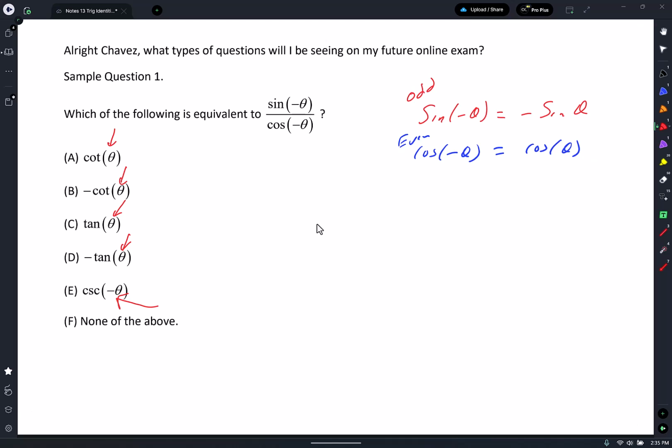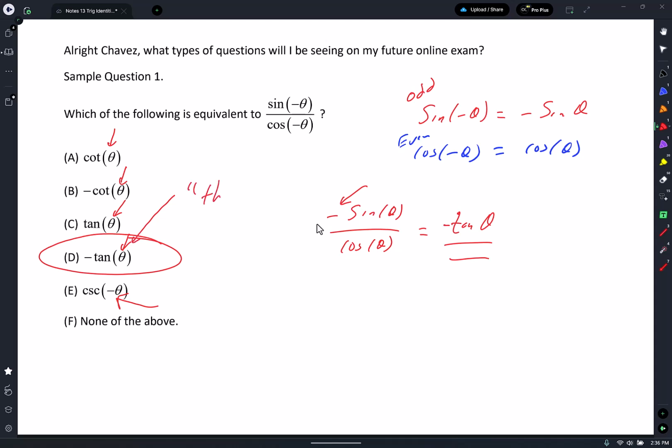So here we go. Sine negative theta, I'm going to put a negative on the outside. Negative sine theta over cosine negative theta. I'm going to just type in cosine theta. I don't see sine over cosine, but I know that sine over cosine is the same thing as what? Tan. So keep the negative. Negative tan theta. Do I see a negative tan theta in there? There it is.